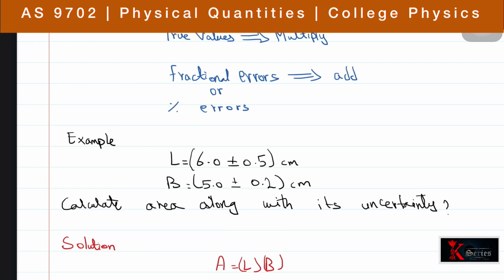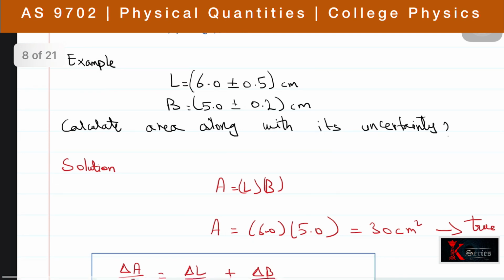So we know that area is length into breadth, right? So we'll be multiplying the length by the breadth. So 6 would be multiplied by 5. So the answer becomes 30 centimeters square, which is the true value. However, when we'll be quoting it, we have multiplied the true values, so we'll write 30 as it is.